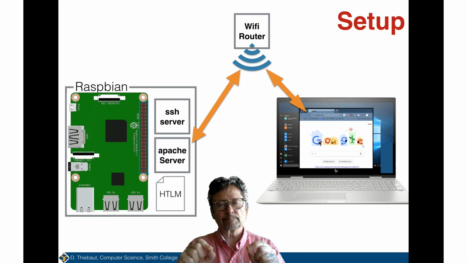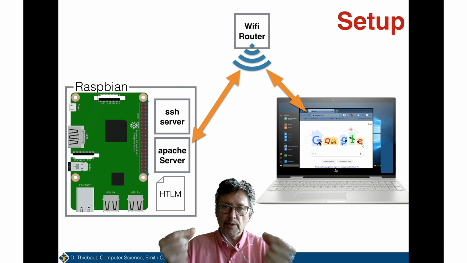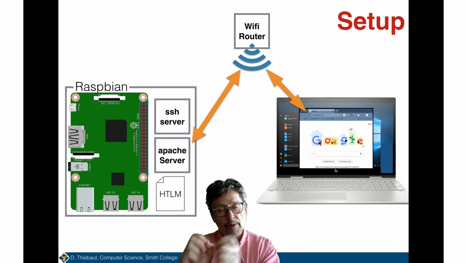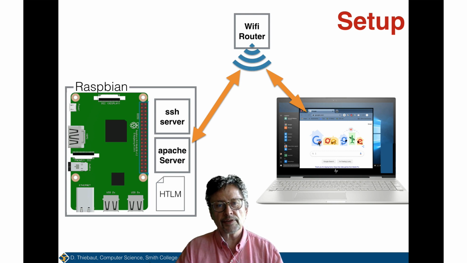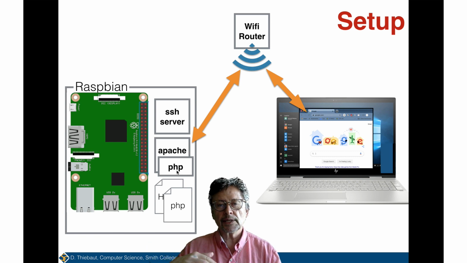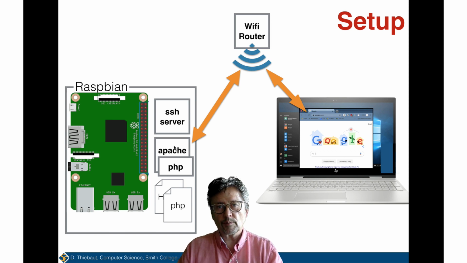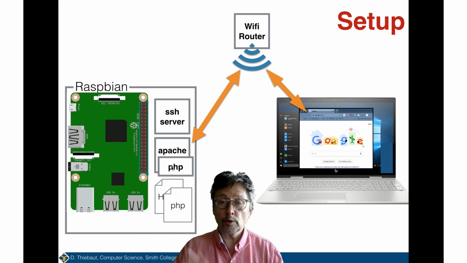pages written only in HTML. If you want a little bit more sophistication, we would like to be able to put some PHP code, the PHP language, inside our web pages, so that we could do things that are a little more sophisticated. So the next step will be to install the PHP language and the libraries and attach them to Apache. We're going to tell Apache, we have the libraries for you to use if you want. If you find some PHP code in a page, here is how to execute the PHP interpreter.